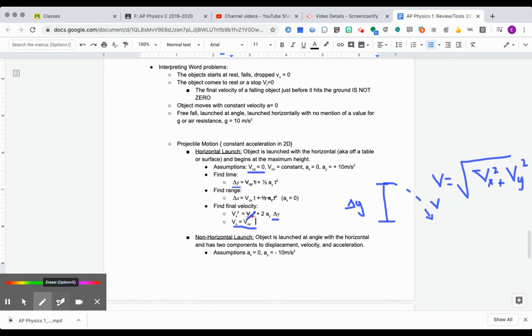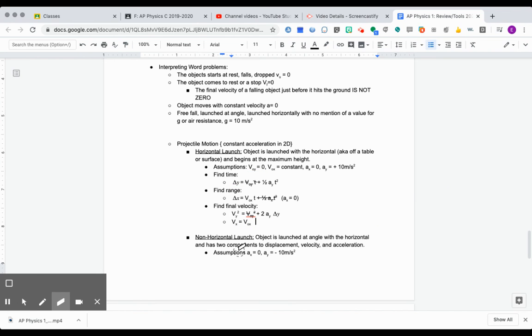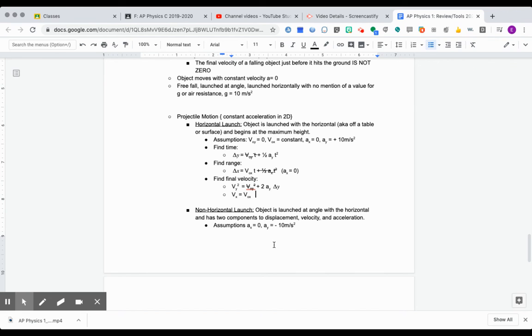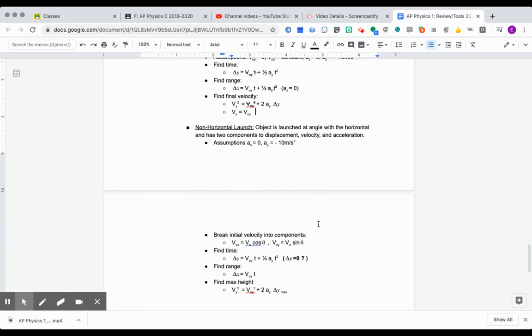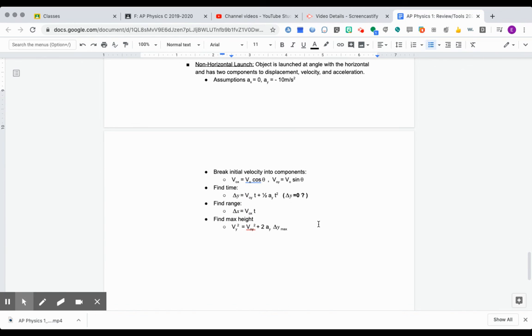Okay, next up we have non-horizontal launch, which means that the object is launched at an angle with the horizontal. It has two components to its displacement, two components to the velocity, and two components to the acceleration. So our first step, if we're talking about non-horizontal launch, the object is launched at an angle with the horizontal.